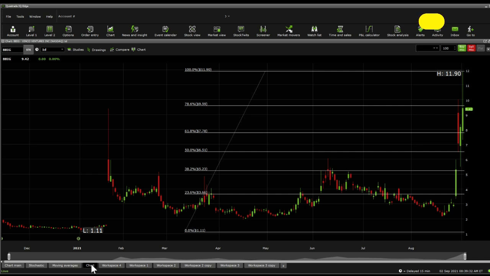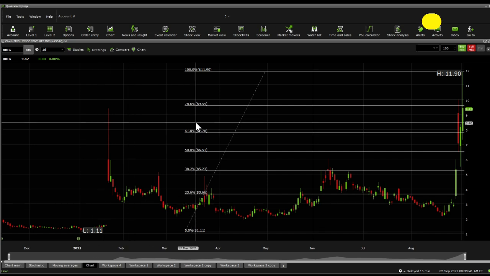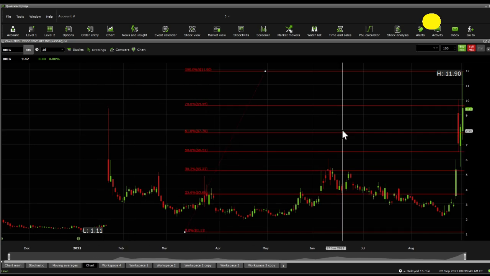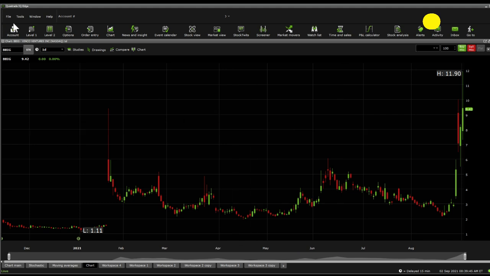And on Fibonacci retracements, the reason why I'm showing you this one is because high frequency traders and institutional buyers use it. Currently, the resistance is at 1190. The supports are 959, 778, 651, 523, and 366.